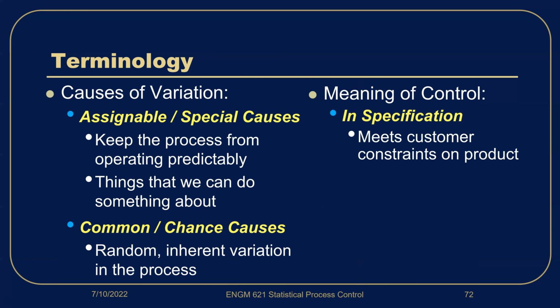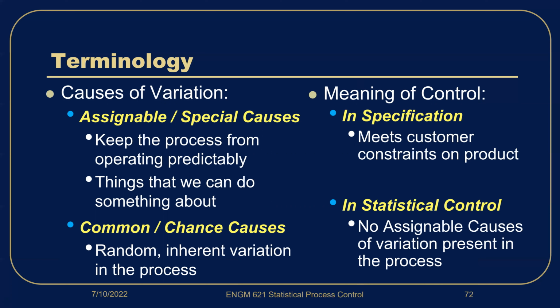And there are two meanings of control: in specification and in statistical control. In the meaning of in specification, in control means the process meets customer constraints on product, so it meets some external demand. In statistical control, on the other hand, in control means no assignable causes of variation present in the process, so it meets some inherent statistical standards. So they are kind of independent ideas.